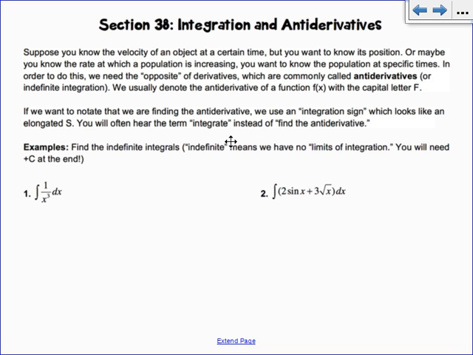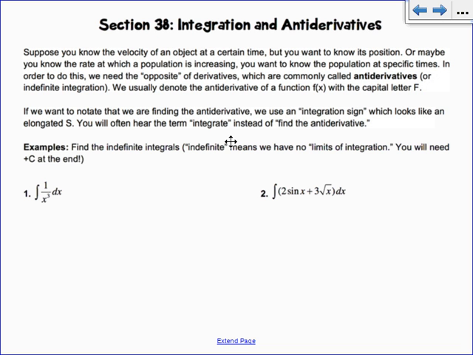Okay, so it says, suppose you know the velocity of an object at a certain time, but you want to know its position. Or maybe you know the rate at which a population is increasing, but you want to know what the population was at a specific point in time. In order to do this, you need the opposite of derivatives, which are called antiderivatives. I know that we've talked about that before. We might also call it indefinite integration.